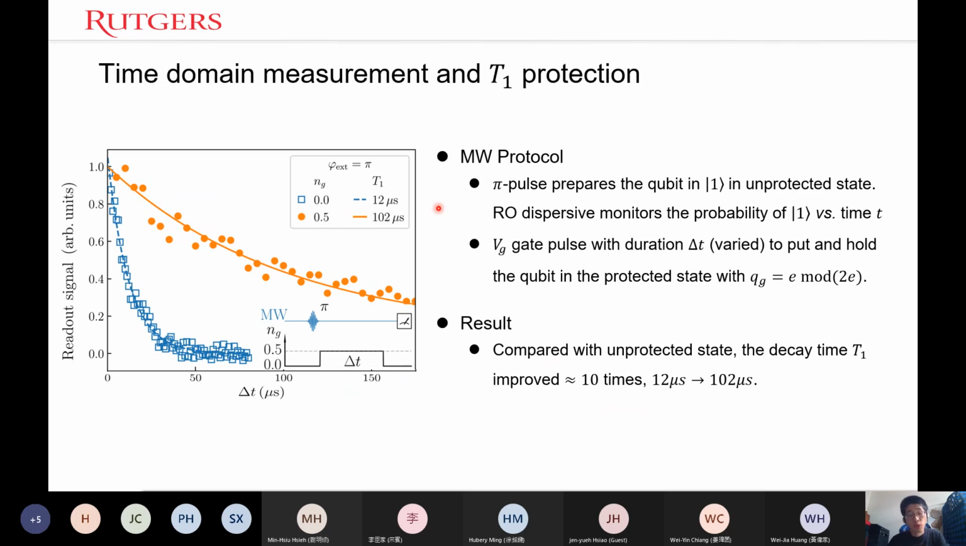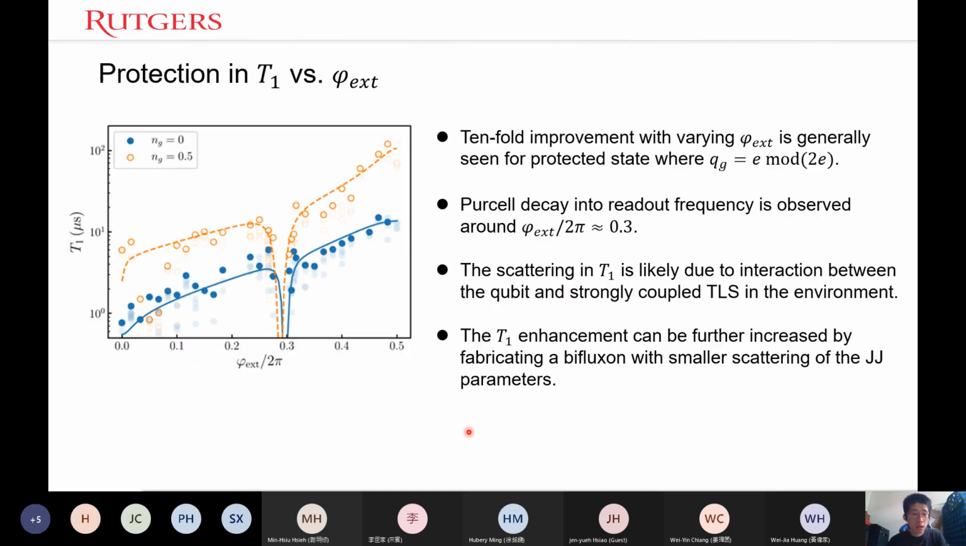Although the original number is not impressive, I think it can definitely be improved at more of an industry scale when we improve the materials and so on and so forth. But this is the main result. The order of magnitude increment of T1 is what we want to show in this demonstration experiment. So I think I have one more slide actually.